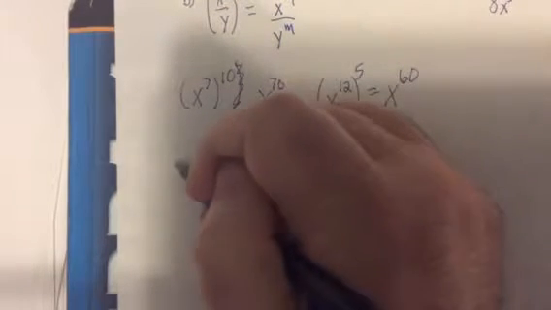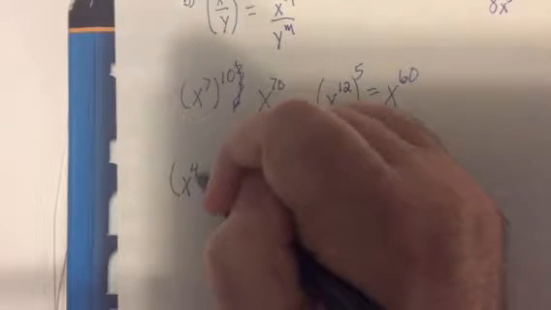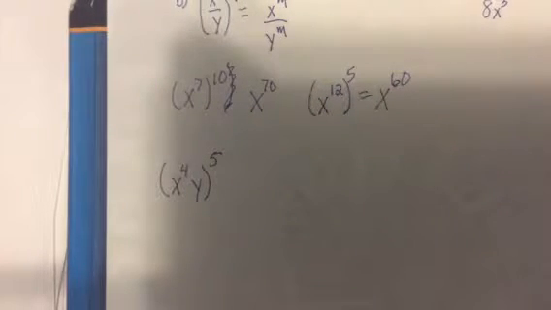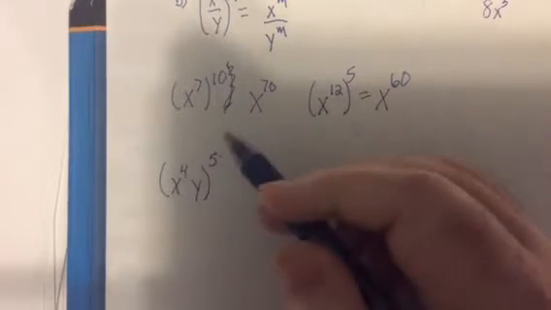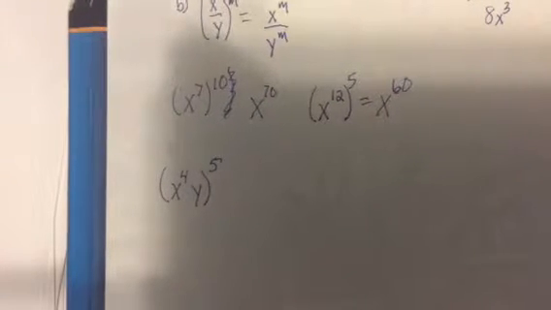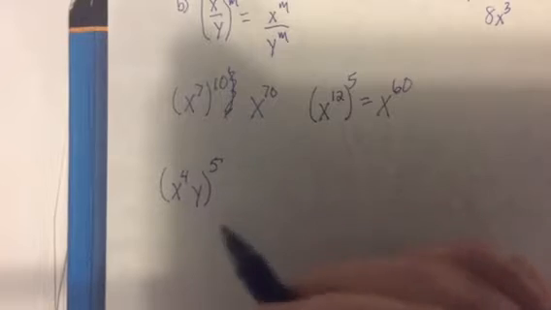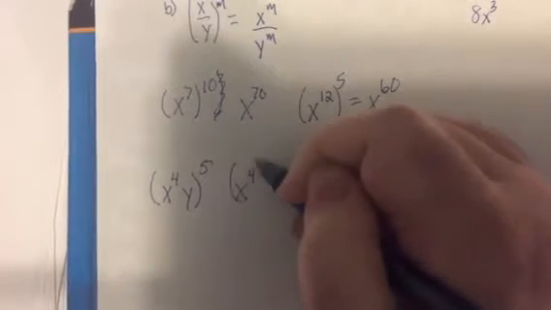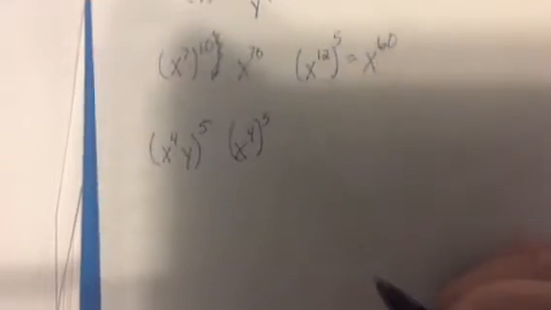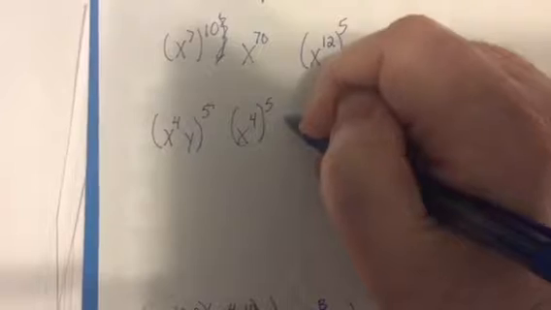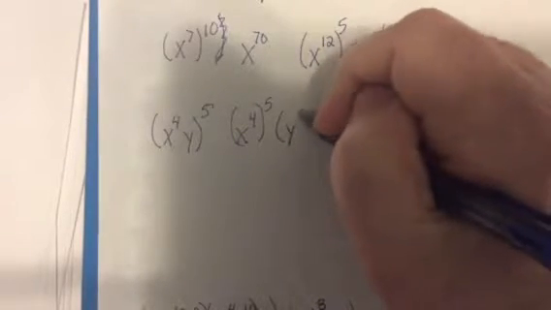So if I say, okay, what's x to the 4th, y to the 5th, you would say, oh, I'm going to raise both to this power. Now, a lot of people would say, oh, distribute it, but it's really not distribution because there's no addition involved. But I understand why you would say that. So you raise x to the 4th to the 5th power, and you raise y to the 5th power.